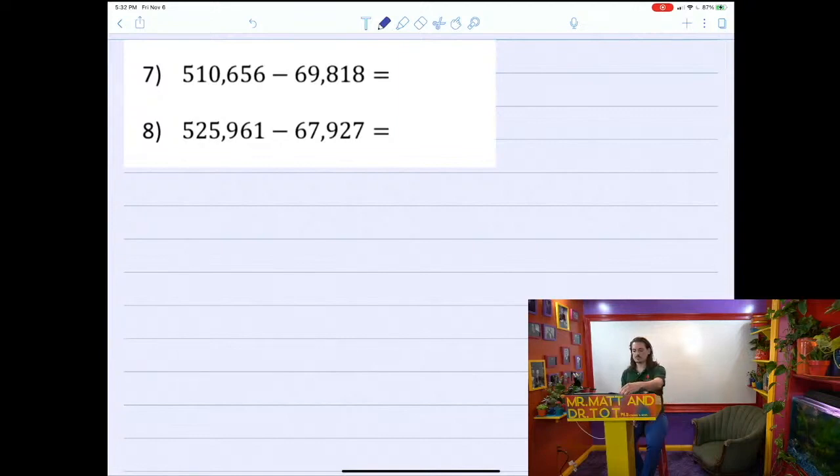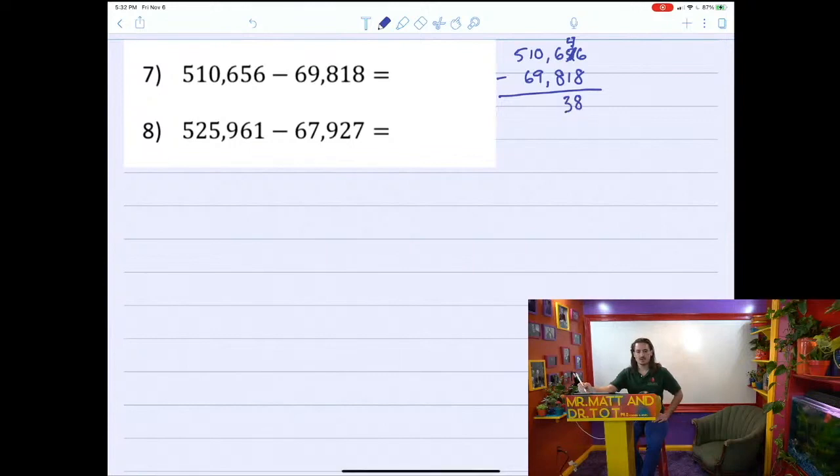Okay, looking at number 7, we have 510,656 minus 69,818. Going digit by digit, I can't subtract 8 from 6, so I need to borrow 1 from 5, making it 4, making the 6, 16. 16 minus 8 is 8. 4 minus 1 is 3.